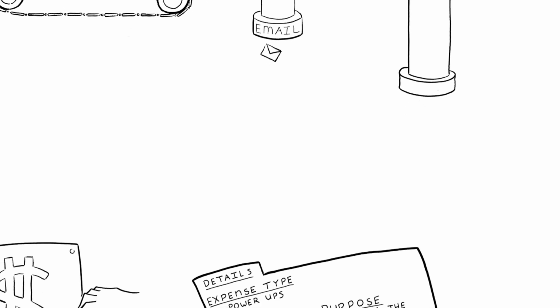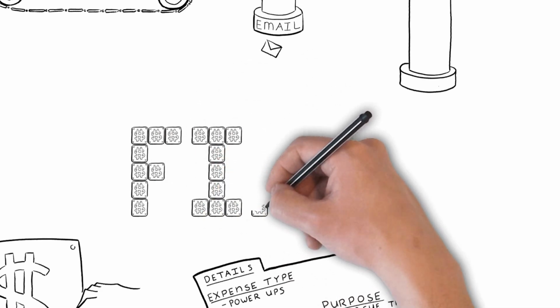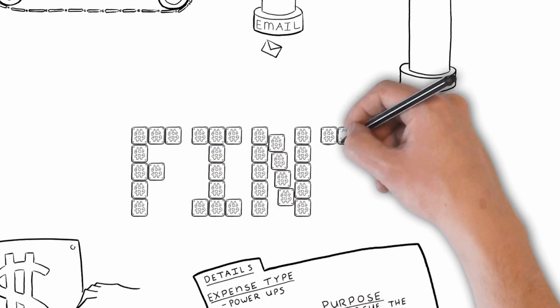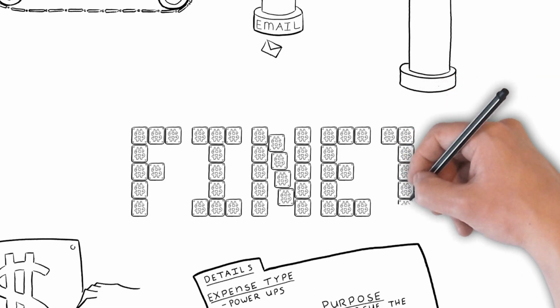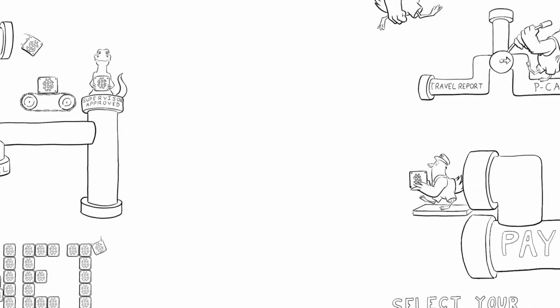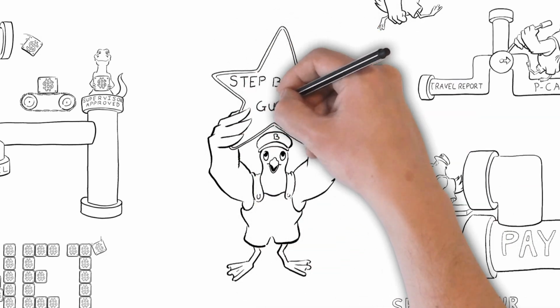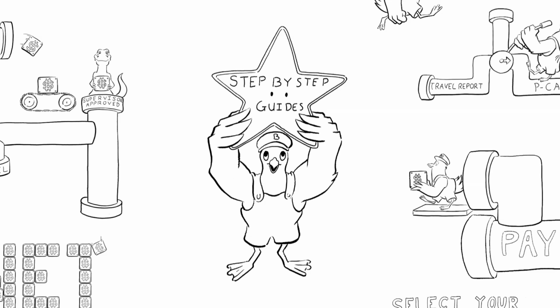Once fully approved, the P-card expense will be recorded in FINET. Outstanding P-card expenses in Concur will be monitored to ensure they are reconciled and recorded to FINET in a timely manner. Now you know the P-card process from beginning to end, and you're ready to reconcile like a superstar. Remember, there are step-by-step guides available to walk you through the whole P-card reconciliation process.